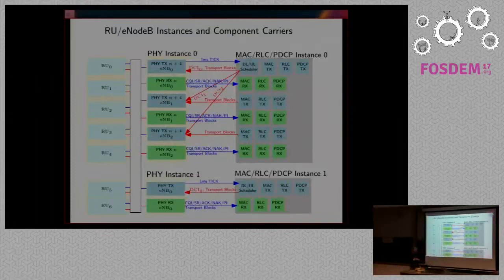So how are we approaching this? We define several entities now in our software. We have an entity that we're calling a radio unit. We have entities which we call the eNodeBs, which are separate from the radio units. And we have the physical layer part of the eNodeB and the protocol stack of the eNodeB.